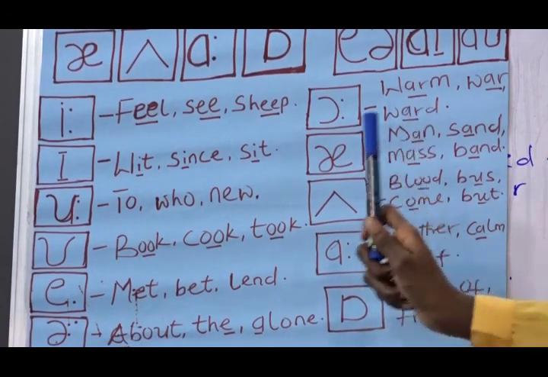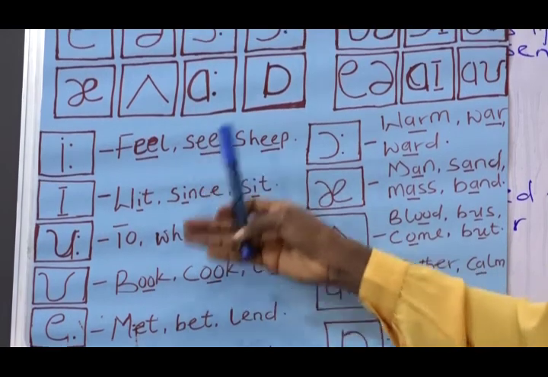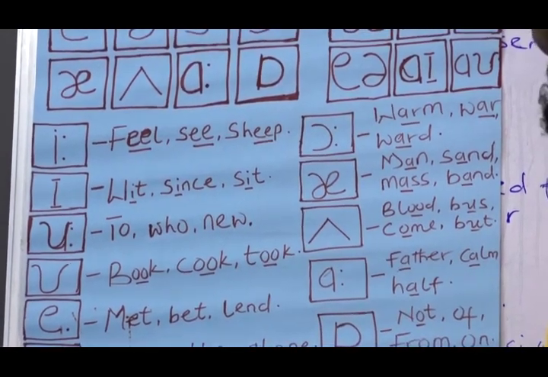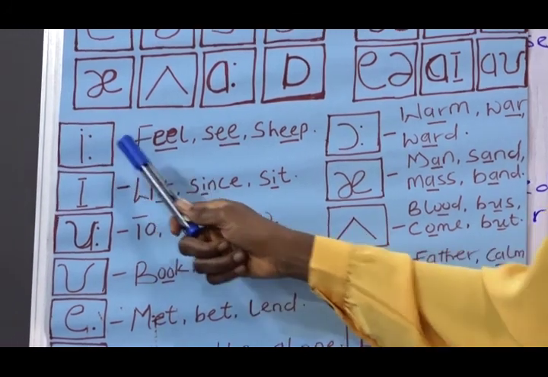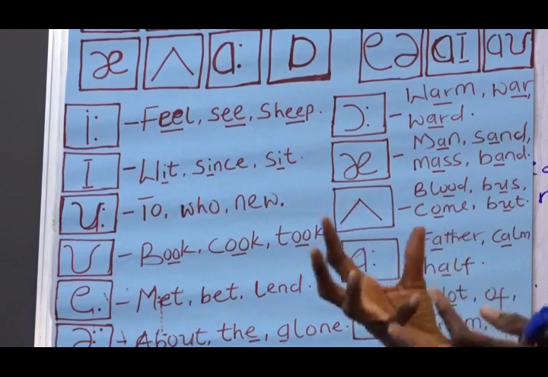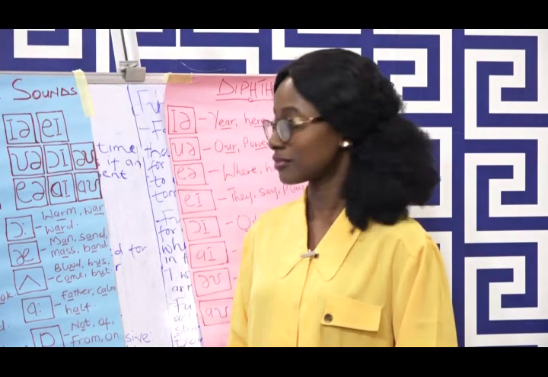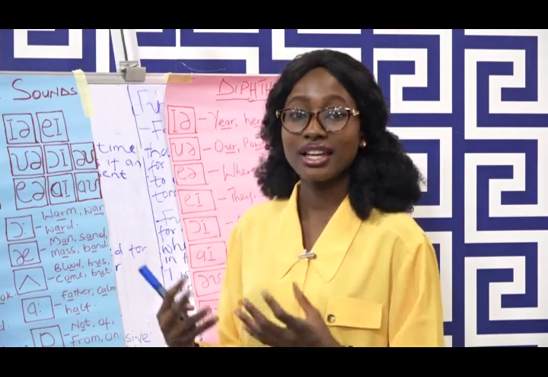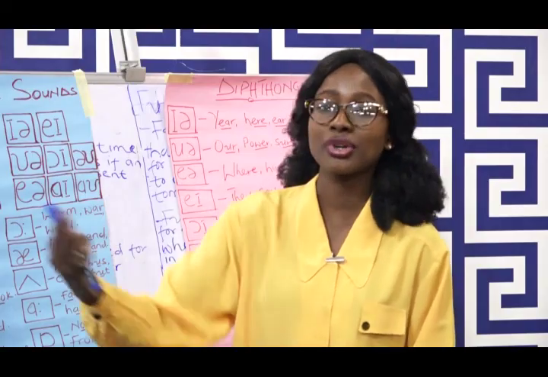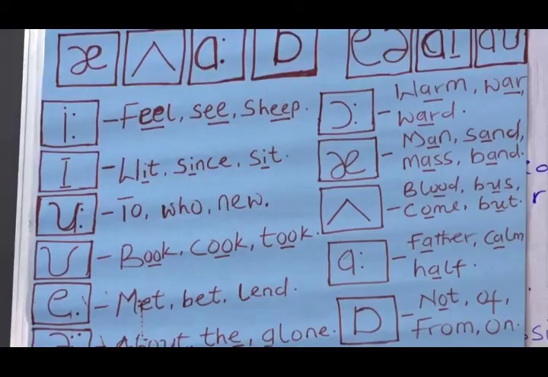Now, let us use the few that we have treated in sentences. So you have E, feel. I feel very happy. See. I see a cat. Sheep. There is a sheep over there.